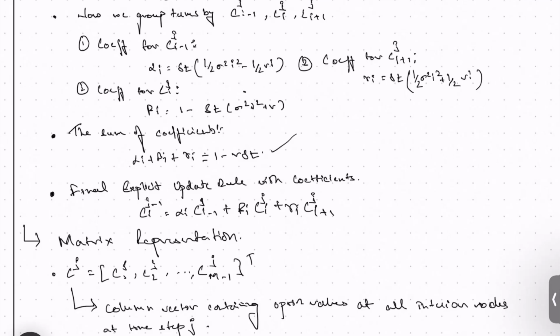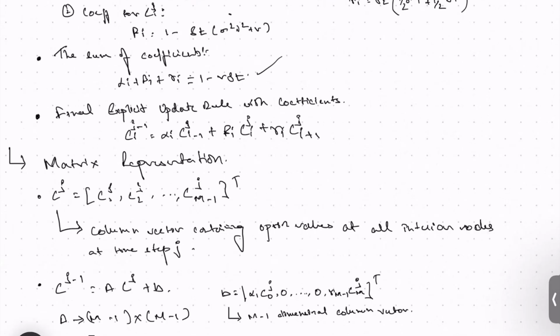Stability requires these coefficients to be non-negative, which imposes constraints on delta S, delta t, sigma, r, and the grid spacing. The final explicit update rule with coefficients is C_i^{j-1} equals alpha_i C_{i-1}^j plus beta_i C_i^j plus gamma_i C_{i+1}^j.